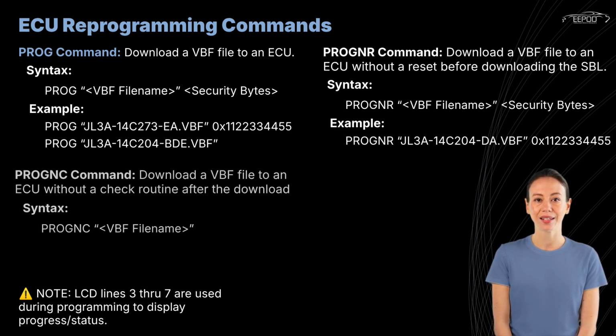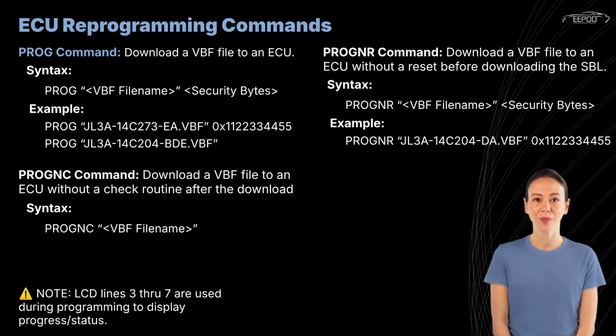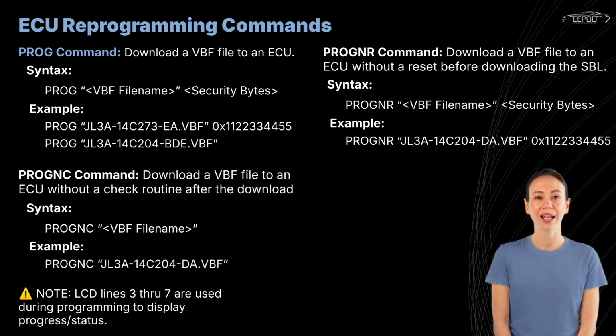Next is the prognc command. Prognc skips the post-flash validation step. Use this for any files in the middle of the sequence. This is for those intermediate files, like data or calibration files, that come after SBL but before the final VBF file. So why skip validation? Because you can only run the checksum check after downloading all parts, not in between. Check out the example. So again, prognc equals download file, don't validate yet, continue with the sequence.